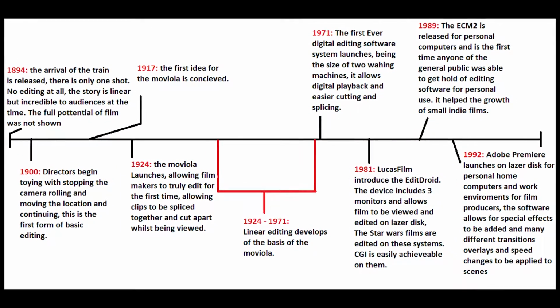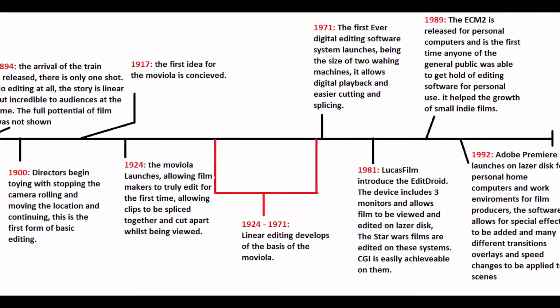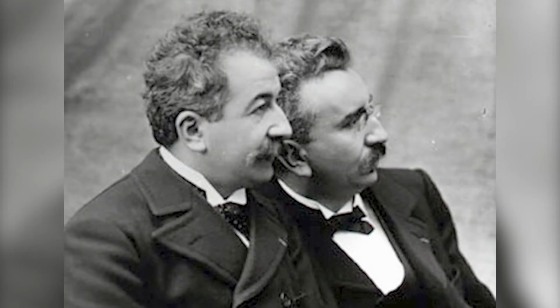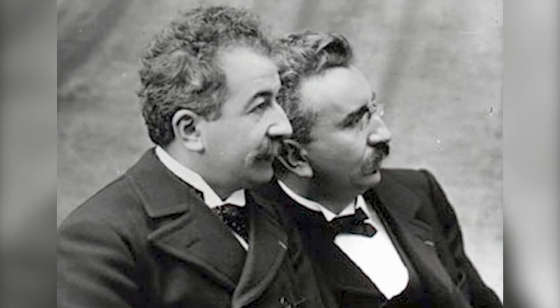Editing and special effects have been around now for over a century, and over that time many things have changed. One of the first films to ever be shown was Arrival of a Train at La Ciotat, made by the Lumiere brothers in 1895. Another film released the same year by the Lumiere brothers was Workers Leaving the Lumiere Factory. This was made the same way with a single static shot that had no editing involved.